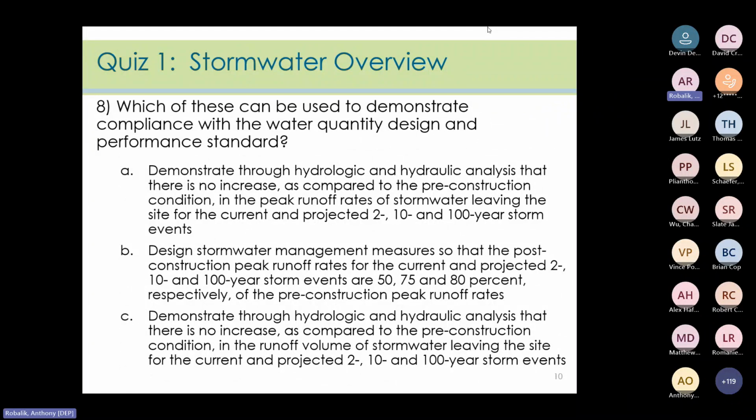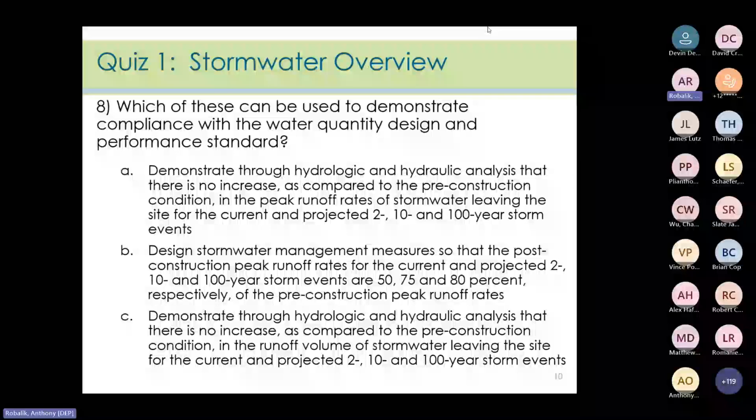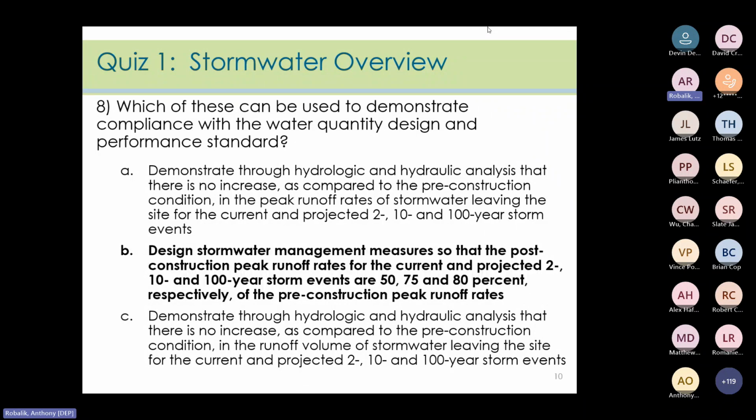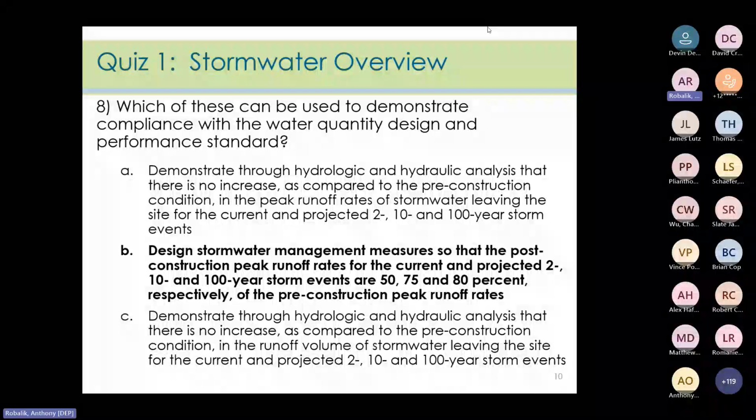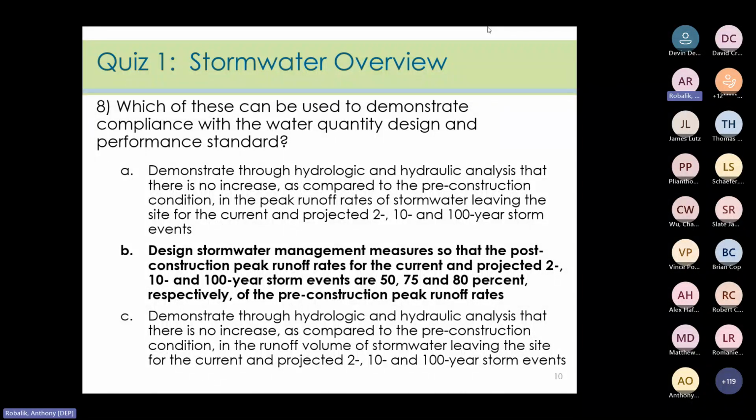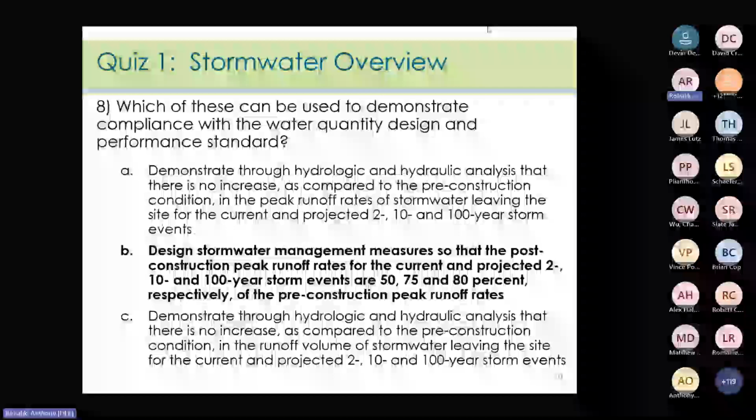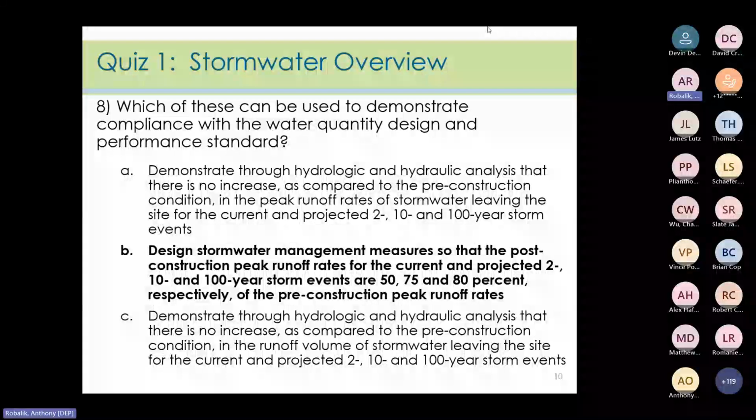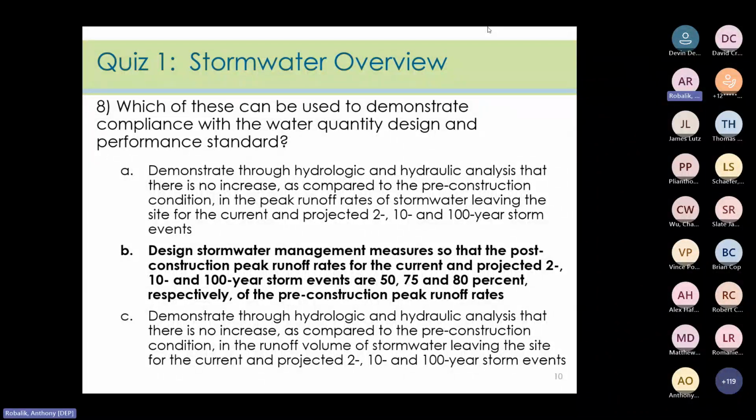Right, question 8. Which of these can be used to demonstrate compliance with the water quantity design and performance standard? And the answer to this is B. Design stormwater management measures so that the post-construction peak runoff rates for the current and projected 2, 10, and 100-year design storms are 50, 75, and 80% respectively of the pre-construction peak runoff rates. This was covered in the stormwater overview presentation.